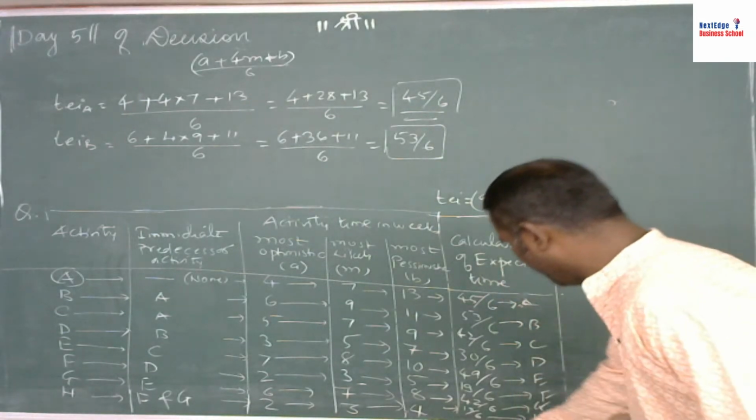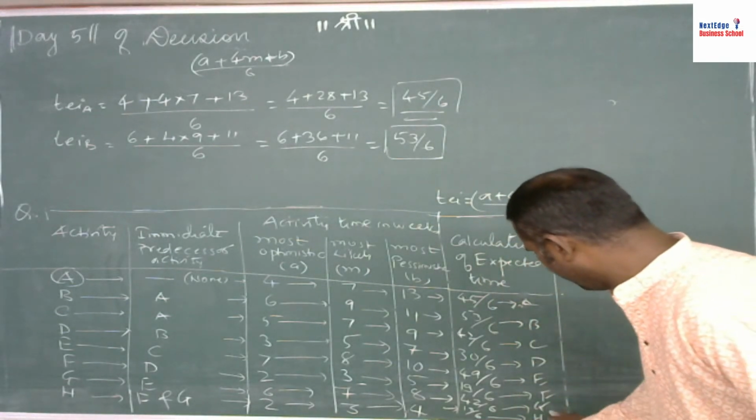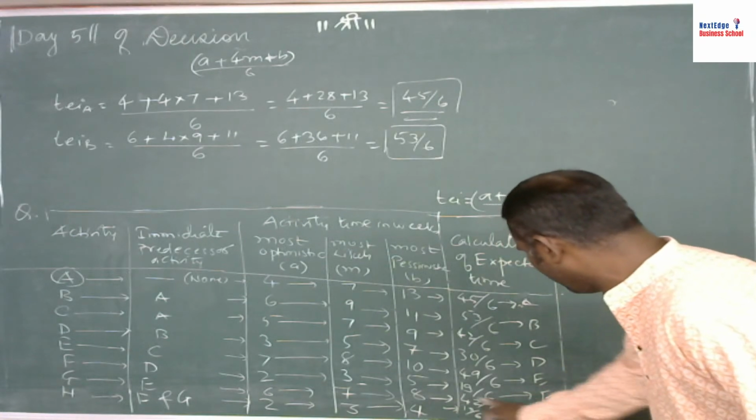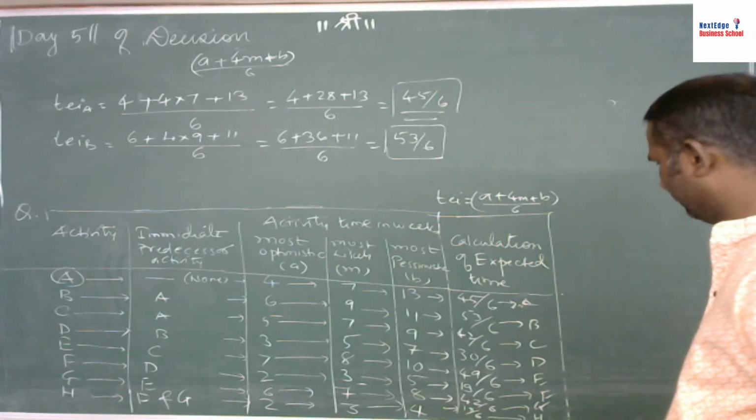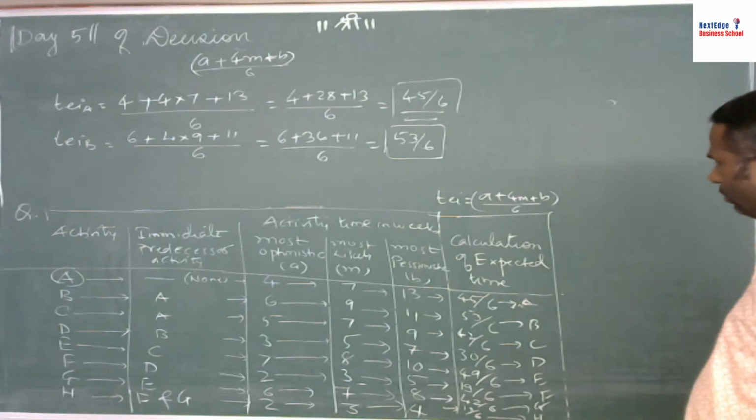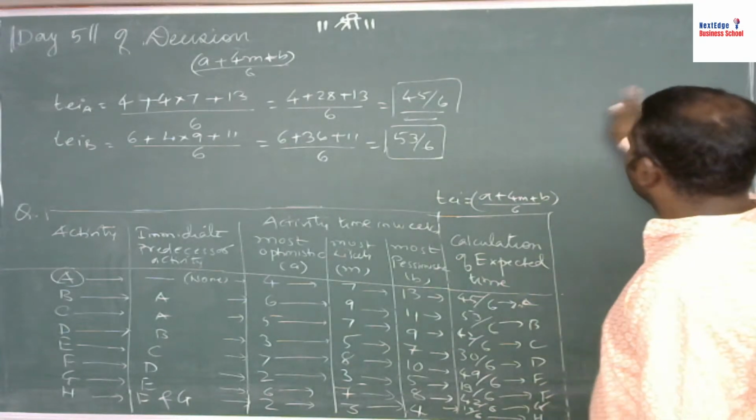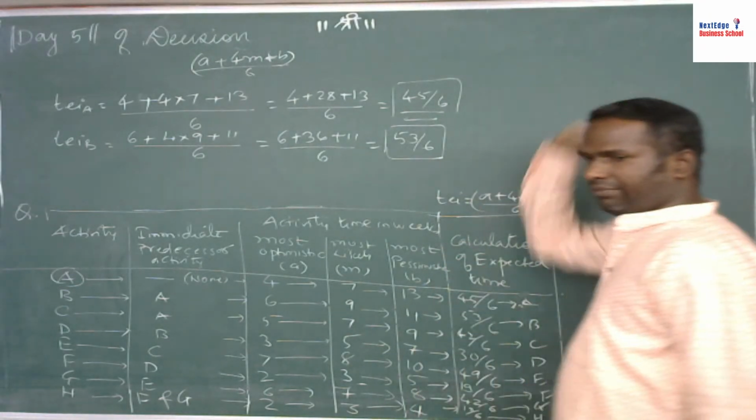So the last value is 18 by 6. G's value is 42 by 6 and F's value is 19 by 6. So don't have confusion on this, right? The first question they were asking was the calculation of TEI. We have done that, right?